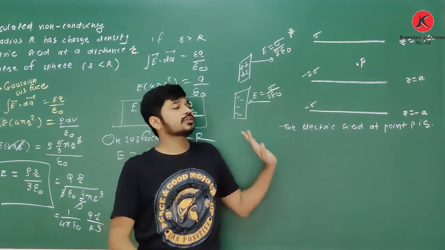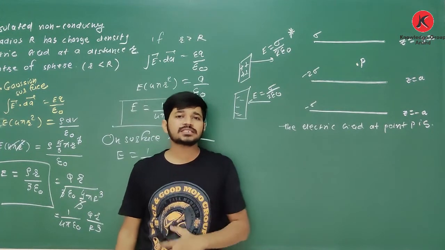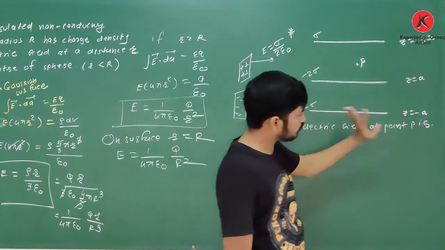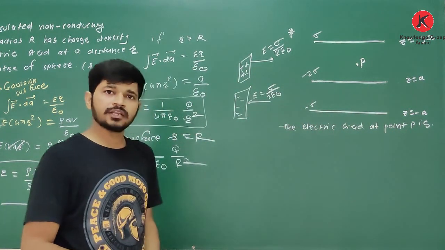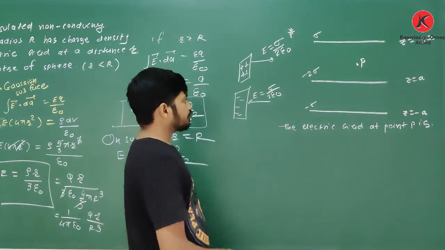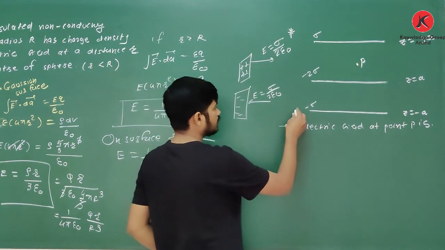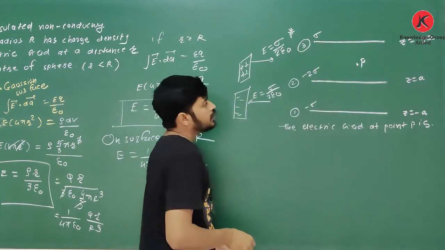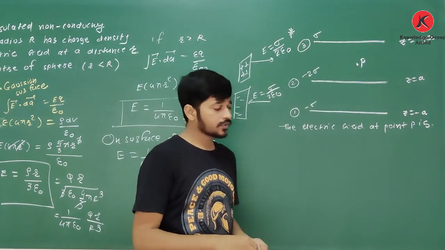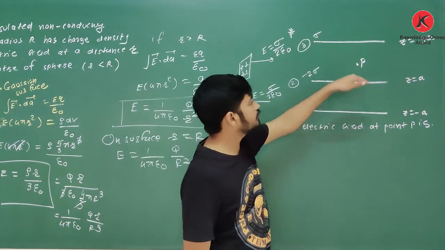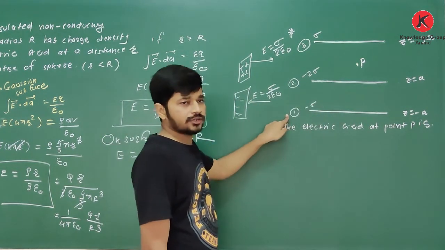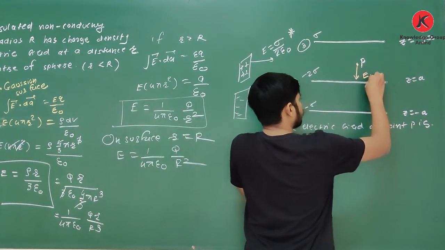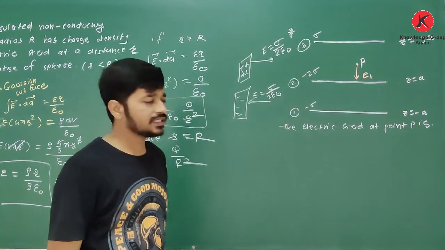See, this equation depends only on sigma, the surface charge density. It does not depend on distance. So no matter whether z is equal to 3a, z is equal to a, or z is equal to minus a. Clear about this? Okay. First of all, let me name this figure: first plate, second plate, and third plate. Due to the first plate, which is negative, the electric field at point P is towards the plate, so E1 is in this direction. Simple.